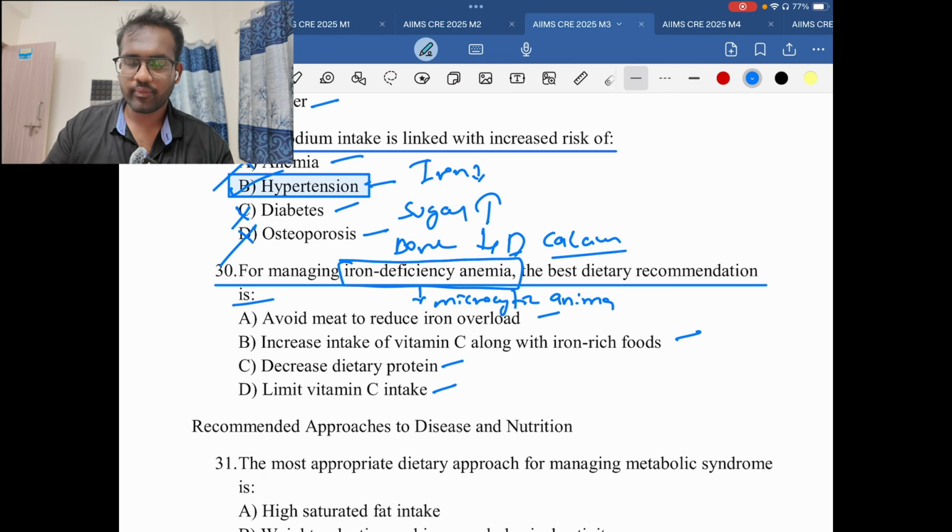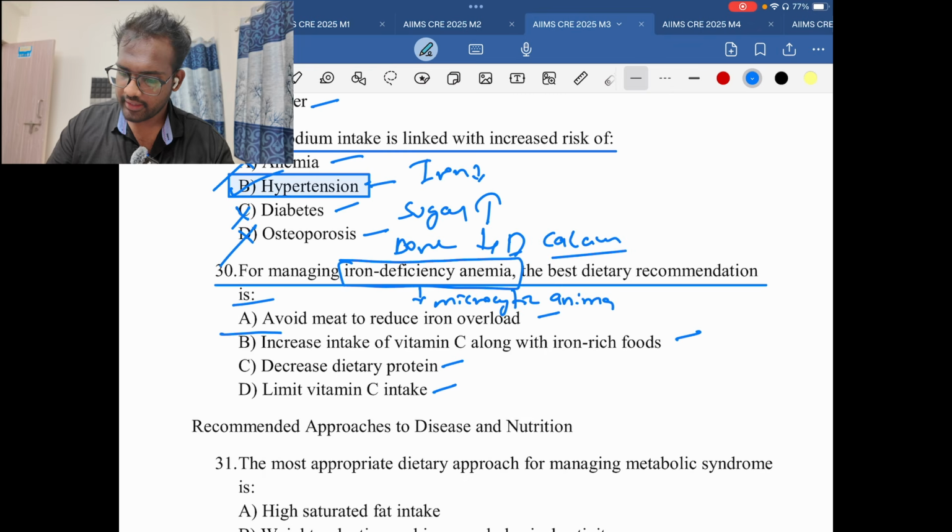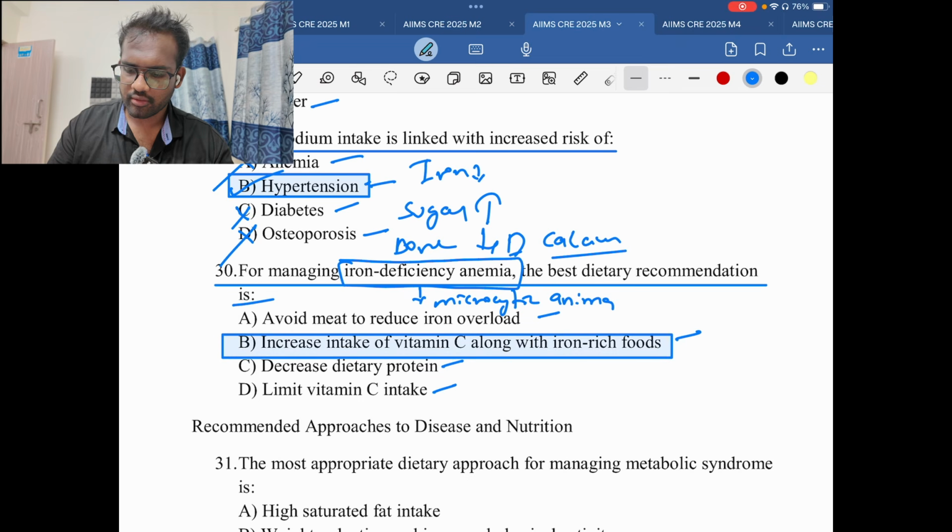So here, if there is iron deficiency, we provide iron-rich food, and together we provide vitamin C to enhance the absorption. This vitamin C enhances the absorption of iron in the body, which leads to an increase in blood levels, I mean hemoglobin levels. So the answer will be B. Increase intake of vitamin C along with the iron-rich foods. It's a basic one. The answer will be B.